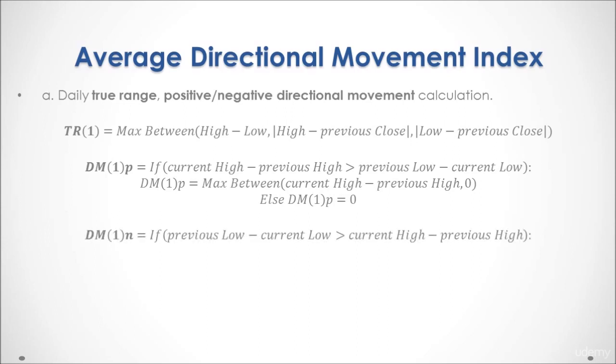To calculate the daily negative directional movement, we ask if previous low minus current low is greater than current high minus previous high. Then our daily negative directional movement is equal to the maximum between the previous low minus current low and zero. Else, our daily negative directional movement is equal to zero.